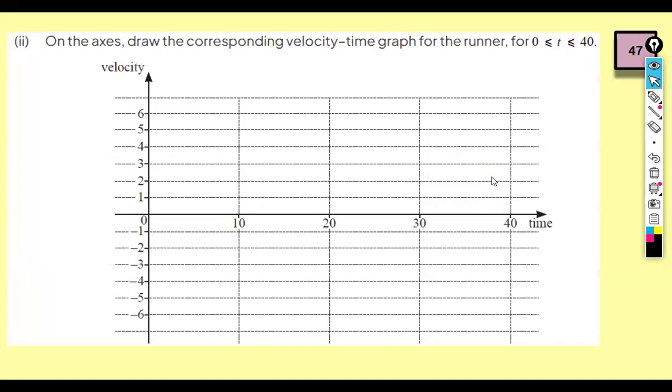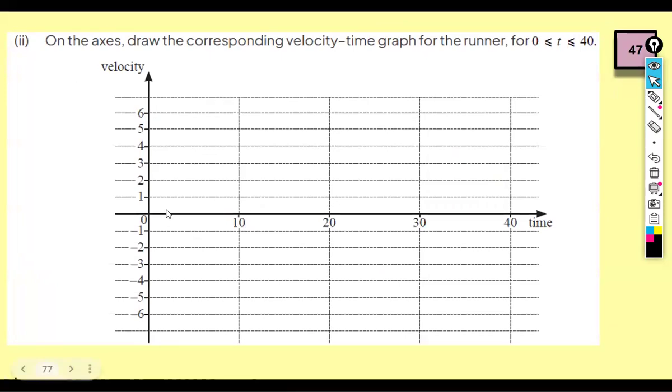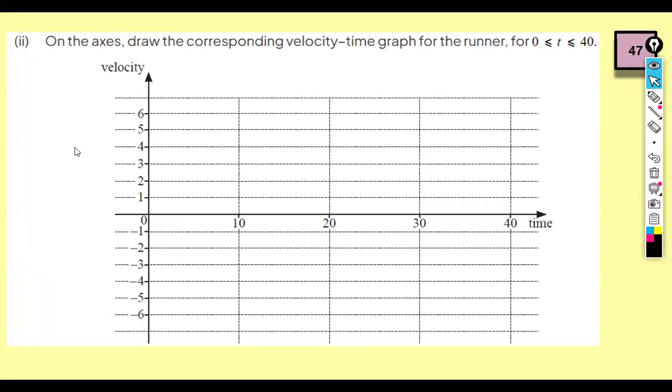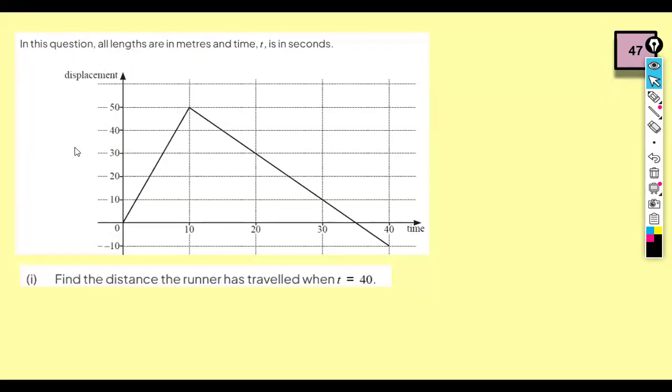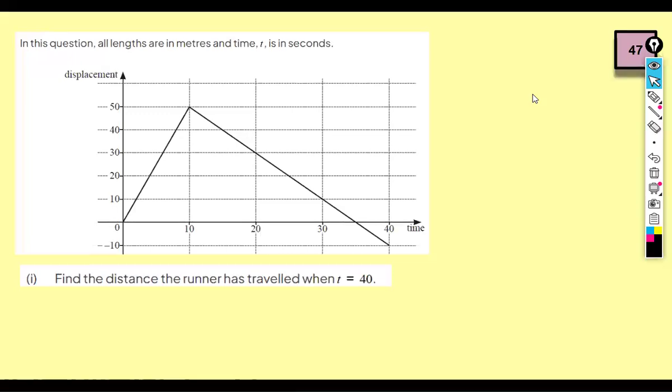Right. On the axis, draw the corresponding velocity time graph, right? So you could just take a look at this, right? So the y-axis is going up to 6 and down to -6, and the x-axis is going up to 40 seconds, right? Let me just go back to the previous chart, right? You will need to actually see this graph in order to do the other one, but I'll draw a makeshift version of it, right?